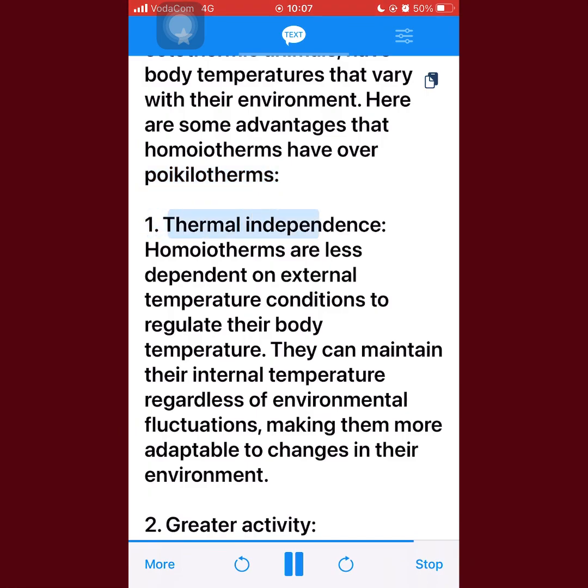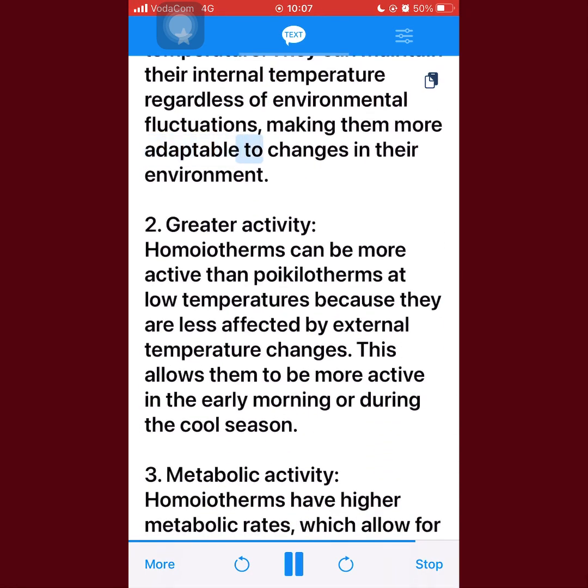1. Thermal independence. Homoiotherms are less dependent on external temperature conditions to regulate their body temperature. They can maintain their internal temperature regardless of environmental fluctuations, making them more adaptable to changes in their environment. 2. Greater activity. Homoiotherms can be more active than poikilotherms at low temperatures because they are less affected by external temperature changes. This allows them to be more active in the early morning or during the cool season.